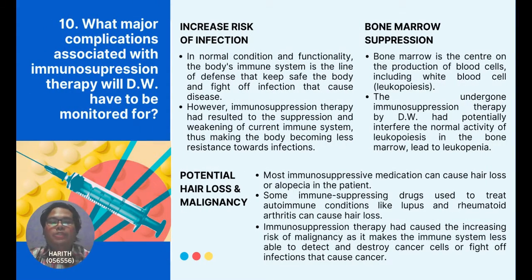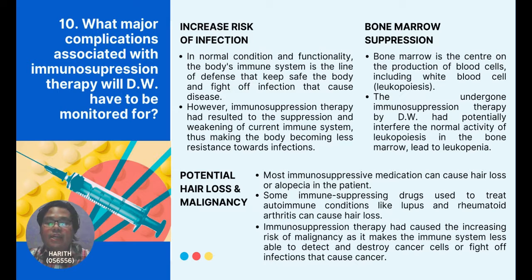Question 10. What major complications associated with immunosuppression therapy will DW have to be monitored for? First is increased risk of infection. In normal condition and functionality, the body's immune system is the line of defense that keeps the body safe and fights off infections that cause disease. However, immunosuppression therapy results in the suppression and weakening of the immune system, thus making the body less resistant to infections.